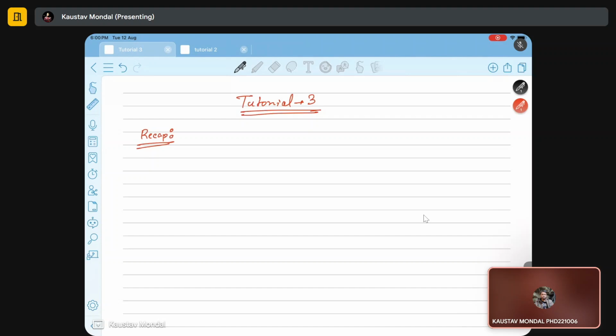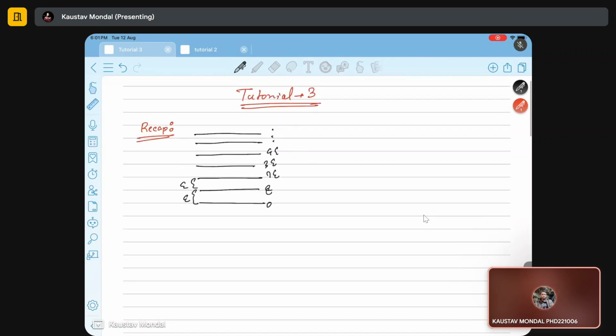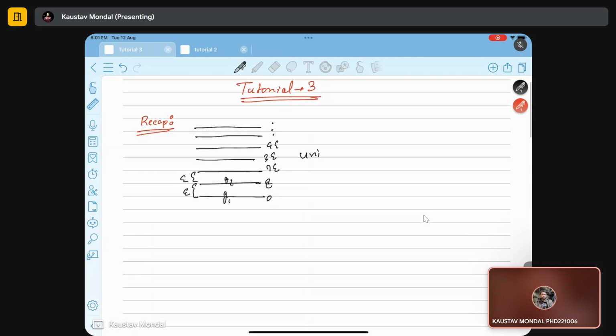In tutorial 2, we started off building the concept of a uniform energy ladder, where let's suppose this is the typical format of a uniform energy ladder, where each of these energy states are separated by a uniform energy value E: 0, E, 2E, 3E, 4E, like this. Now each state has a degeneracy value of g1, g2, g3, like this.